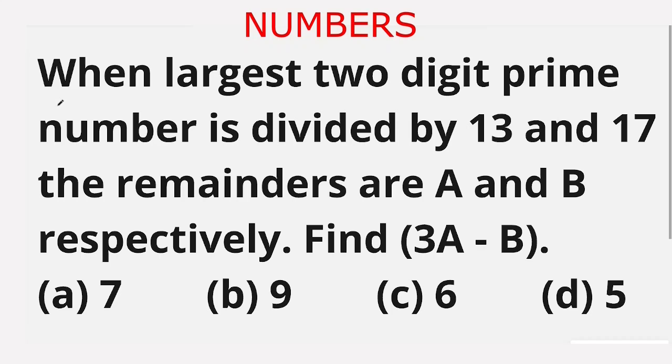Our question is, when the largest 2-digit prime number is divided by 13 and 17, the remainders are A and B respectively. Find 3A minus B. The given options are option A 7, option B 9, option C 6, option D 5.